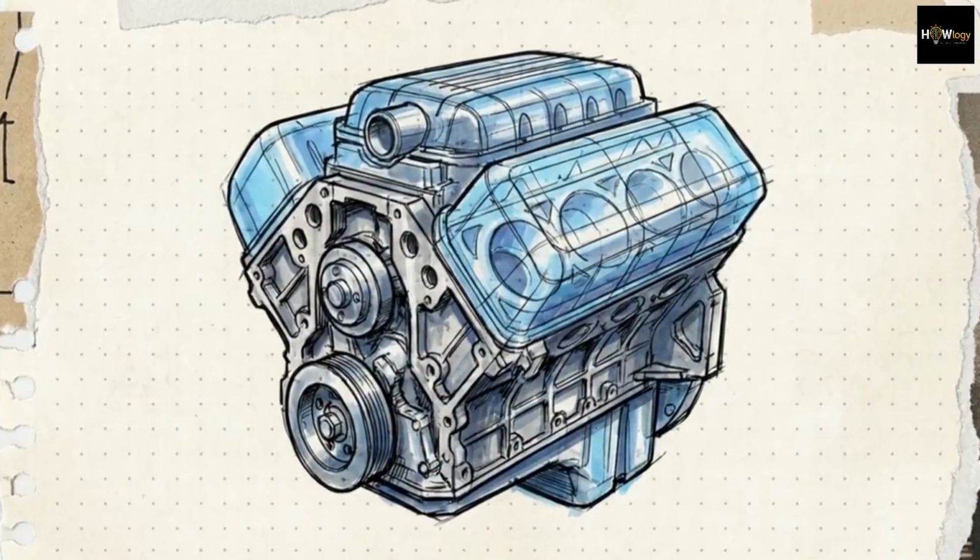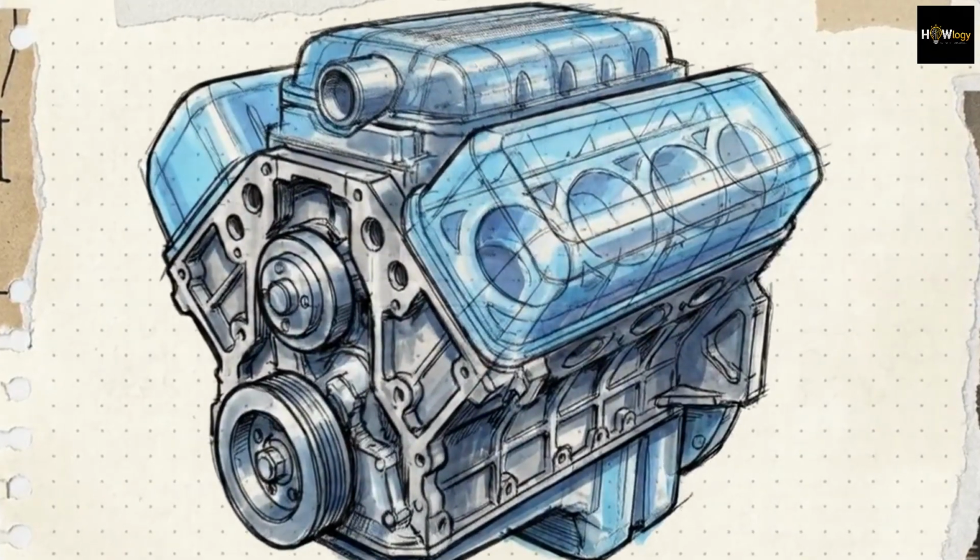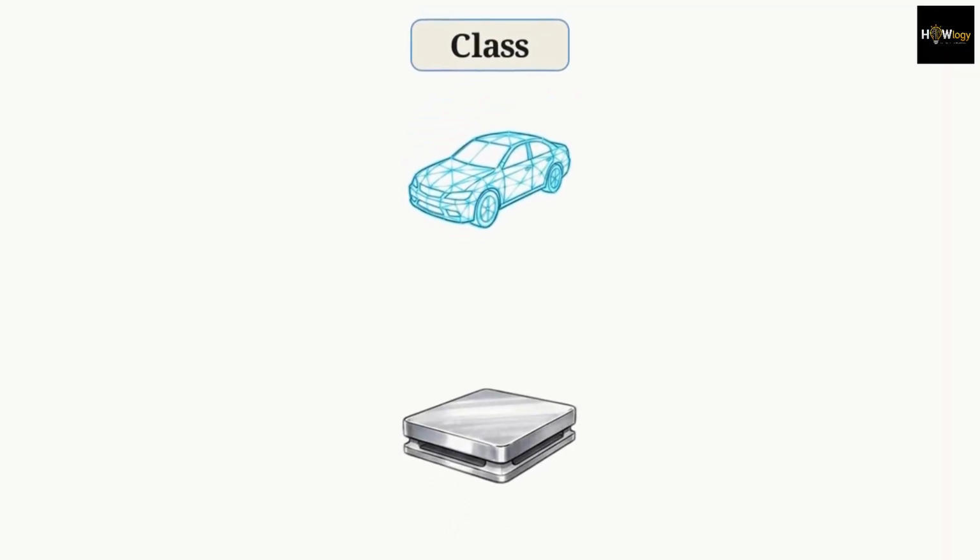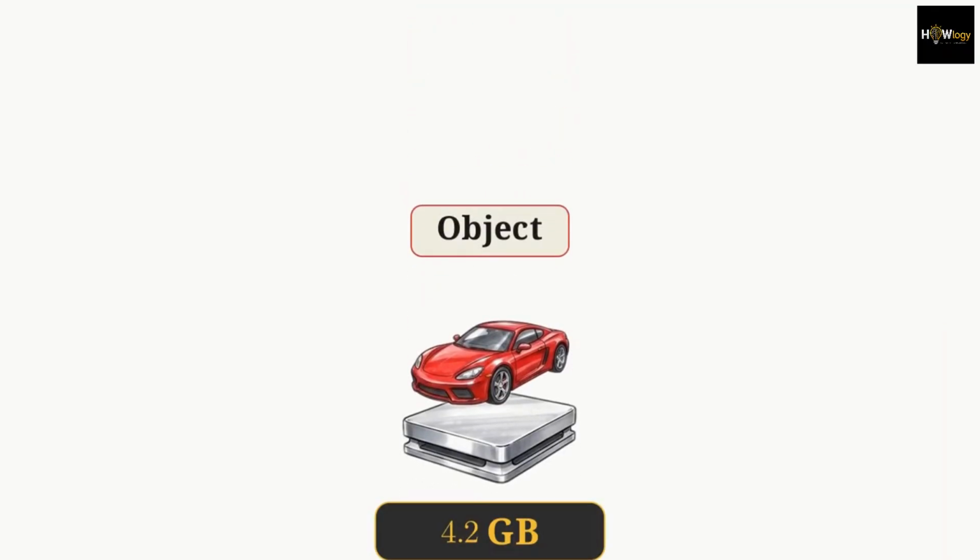An object, on the other hand, is the real physical manifestation of that blueprint. When a class is actually created in the software, it becomes an object, and at that moment, it takes up physical space in the computer's memory.